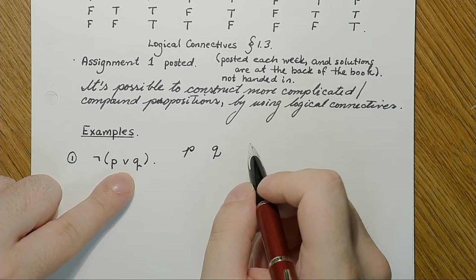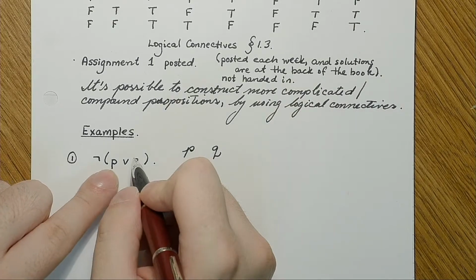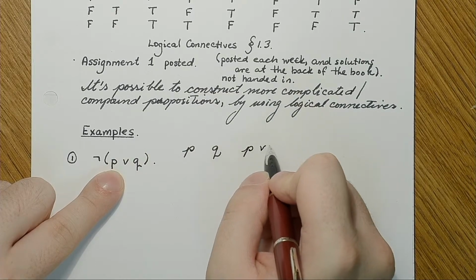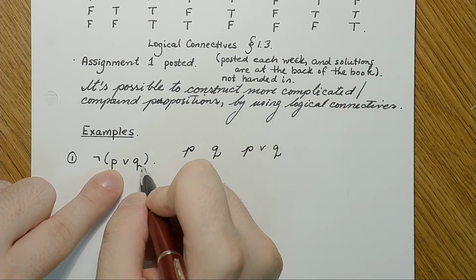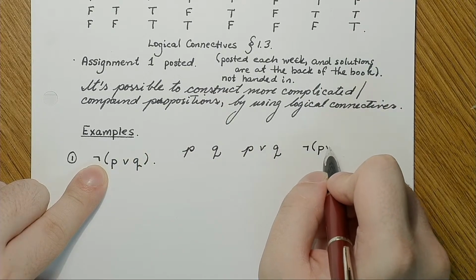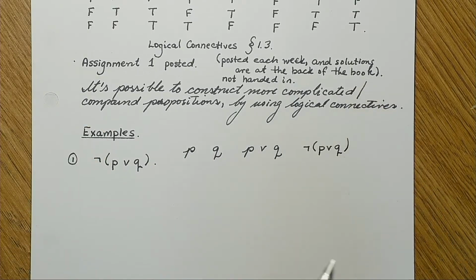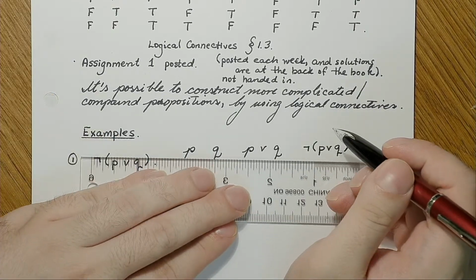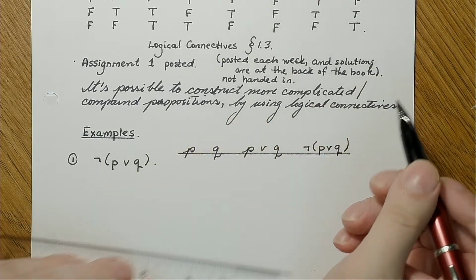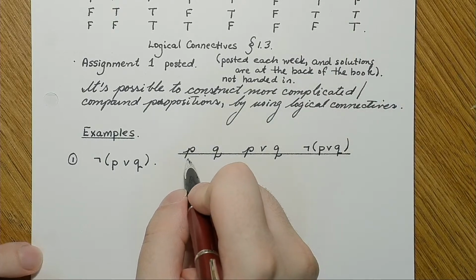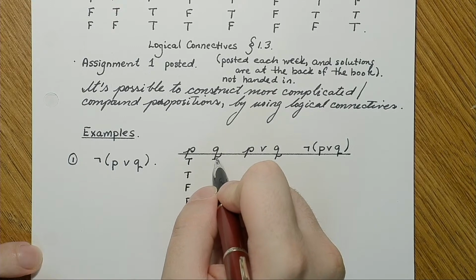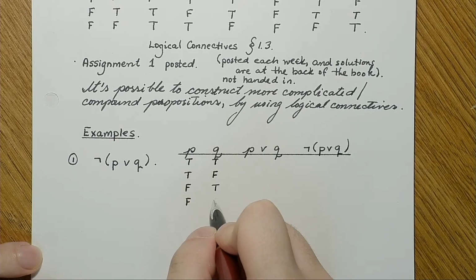So I can do this in steps. I look at the brackets inside here. I have the P or not Q, and then outside that is the negation. I'm just going to construct it like this. So again, I start off by enumerating all the possibilities that I can assign the truth values to P and Q.